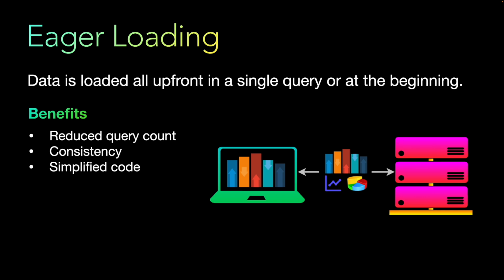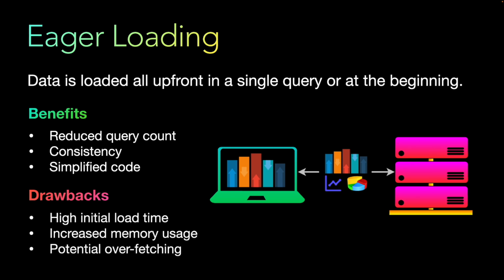So those are the benefits, but there are some drawbacks. The first one is the high initial load time, right? Because fetching all data upfront can lead to longer initial load times, right? Especially if the data set is large. Increased memory usage, similar reason, loading all the related data at once can consume more memory because you are loading more data. And then potential overfetching, like in the example that I've shown here, you might end up loading more data than is actually necessary, right? Which leads to inefficiencies in the systems.